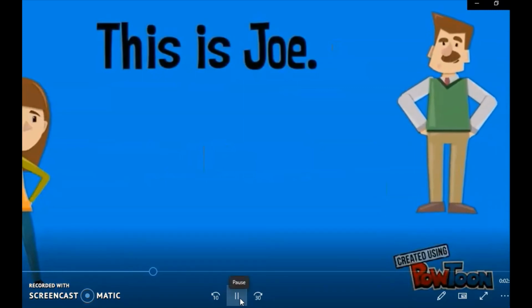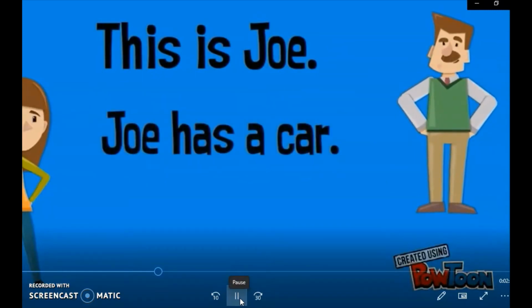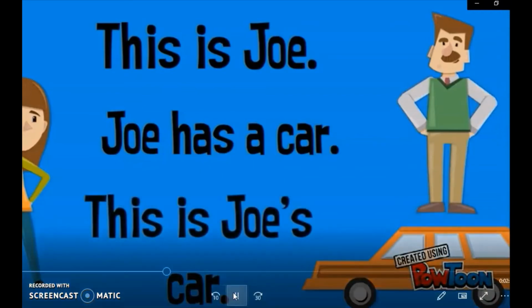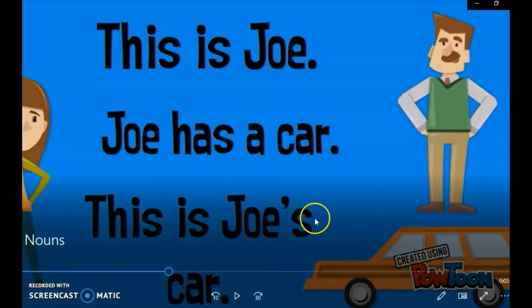This is Joe. Joe has a car. So Joe and his car. Who does the car belong to? The car belongs to Joe. So we will say that this is Joe's car.